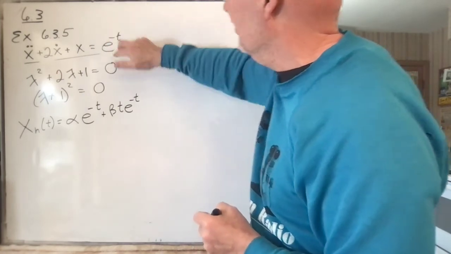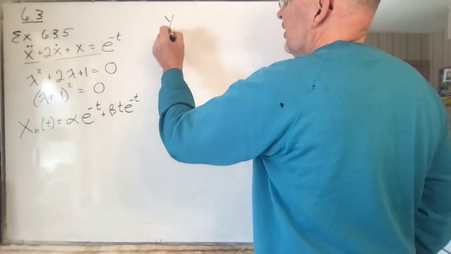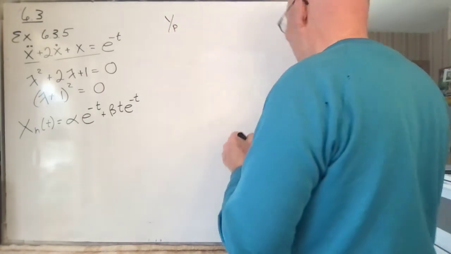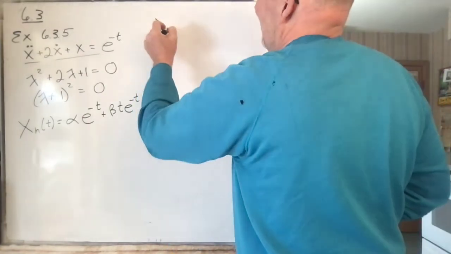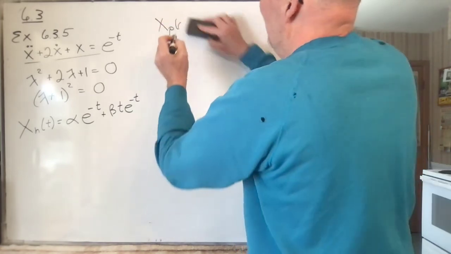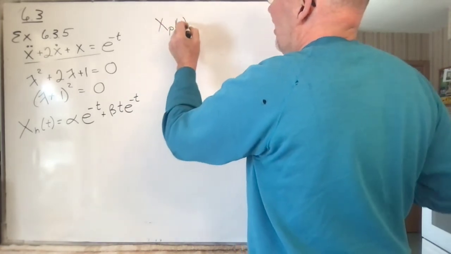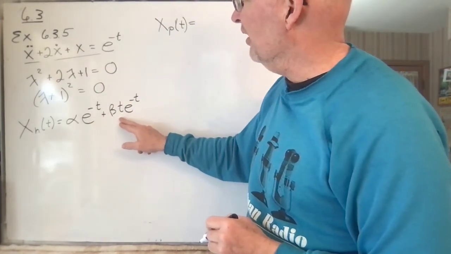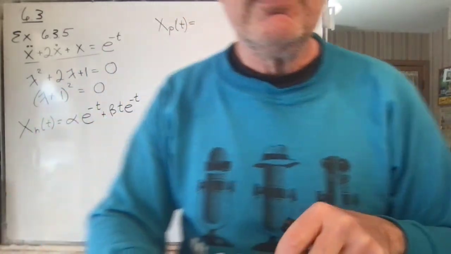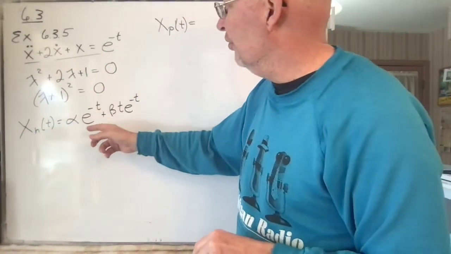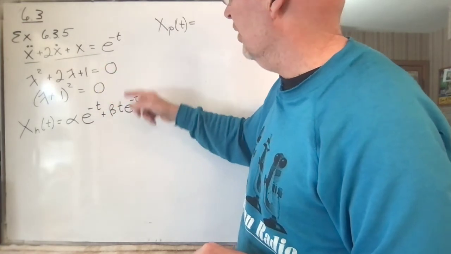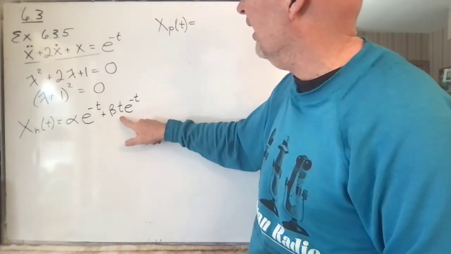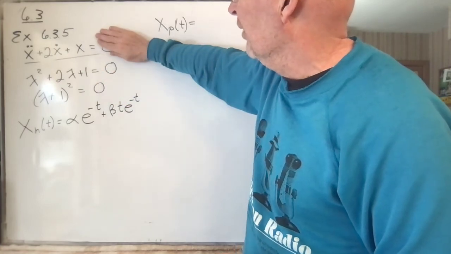So now the problem is I've got this thing. What do I choose for a particular solution? I can't choose this. This will give me 0. Can't choose this. This will give me 0. Let me make sure you're still with me here. Very good. Okay. I can't choose this. This will give me 0. I can't choose that. That will give me a 0 out when I stick it into this.